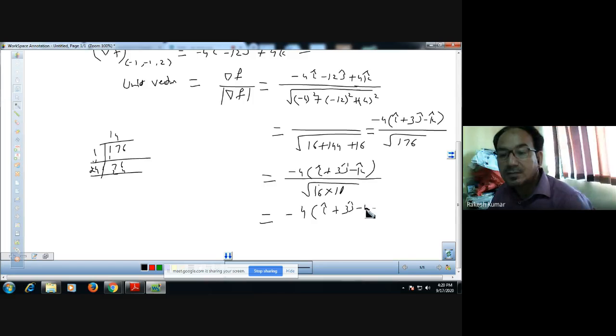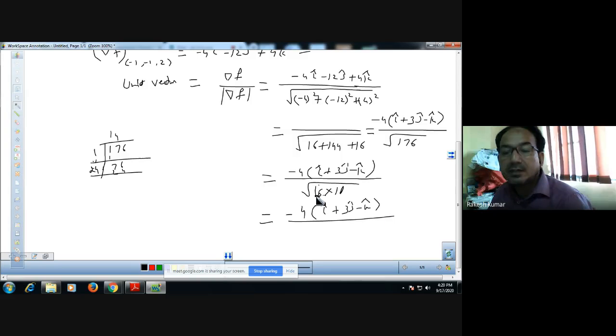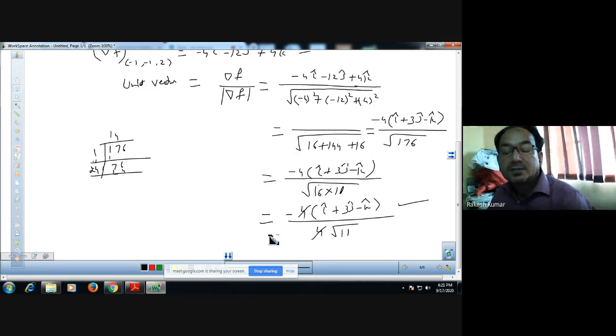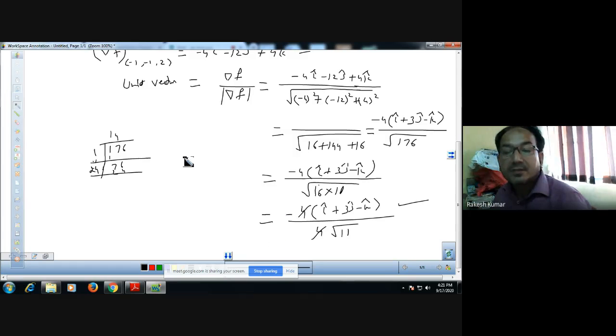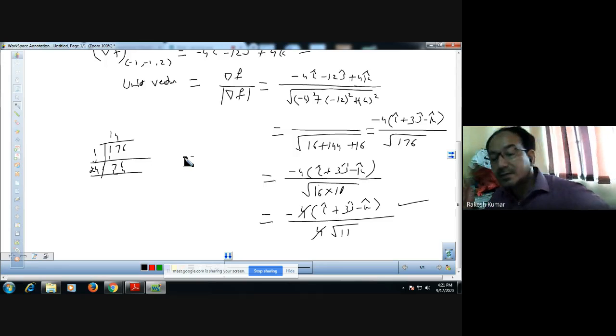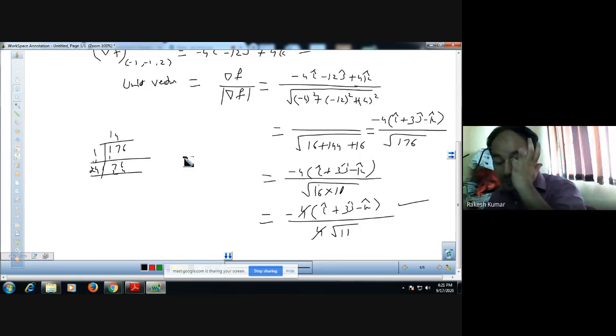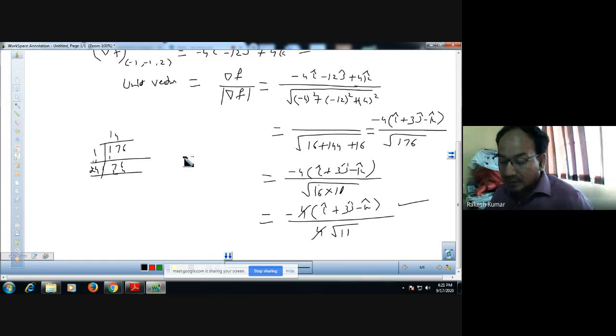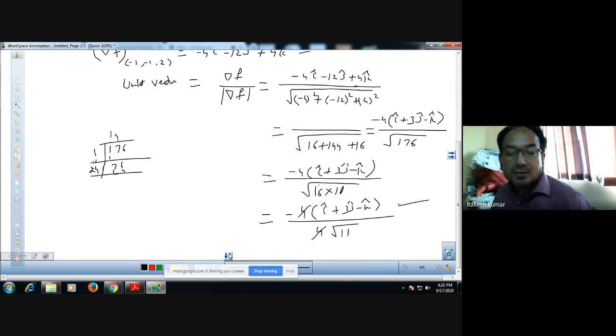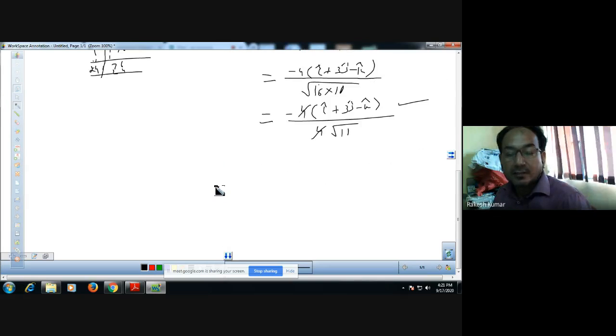So this is the square root of 16. You know that the square root of 16 will be 4, times the square root of 11. This 4 will be cancelled with this. So this is your required unit vector, which is normal to the given surface. The surface was given to us and we named it surface F. So this way we will be able to find the unit vector normal to a given surface.